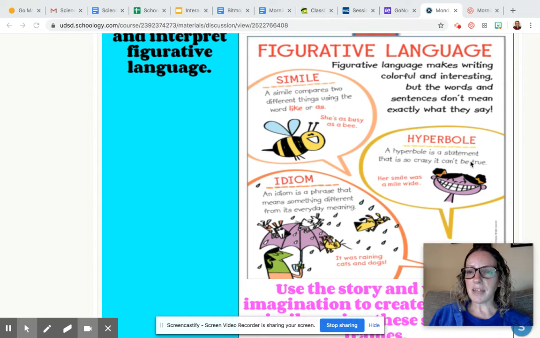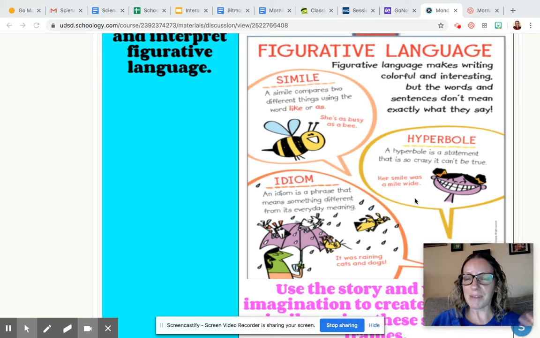Hyperbole is a statement that is so crazy that it can't be true. An example of this is, her smile was a mile wide. You know, and I know, that nobody can have a smile that's a mile wide. It just makes it a little more interesting and exciting to read and more fun. But it just means that she has a really big, bright smile.